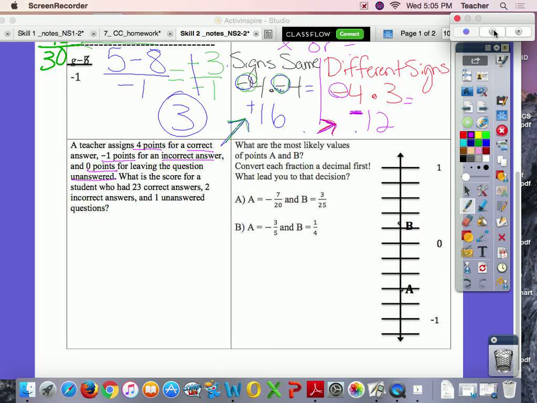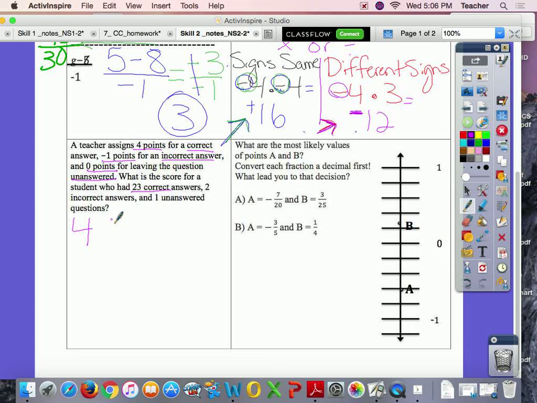Now let's see what you did with your partner. Let's start off one at a time. 4 points for a correct answer. So we have 4 points for a correct answer. Well, how many correct answers did this student get? He or she received 23 correct.